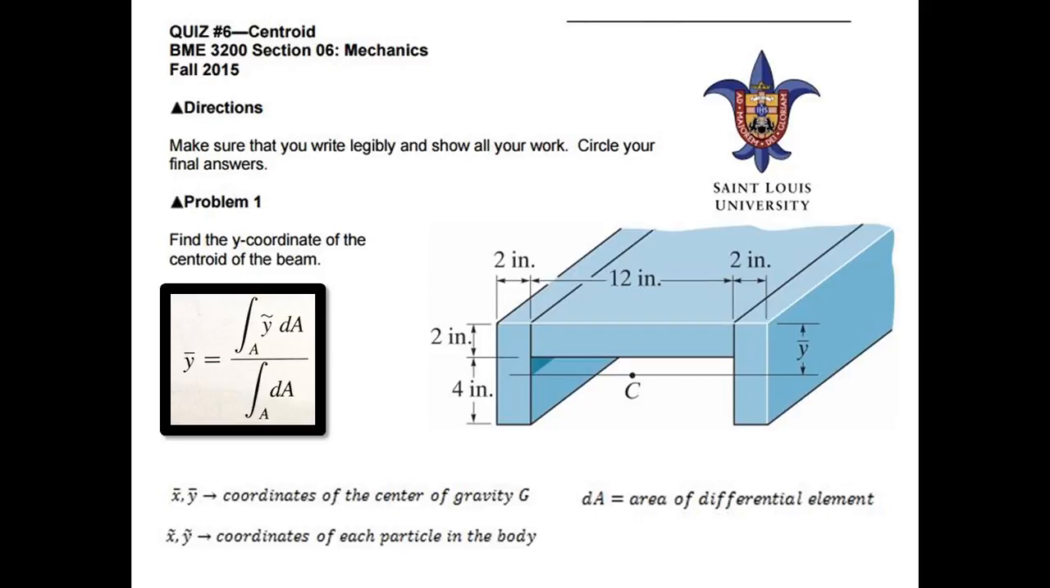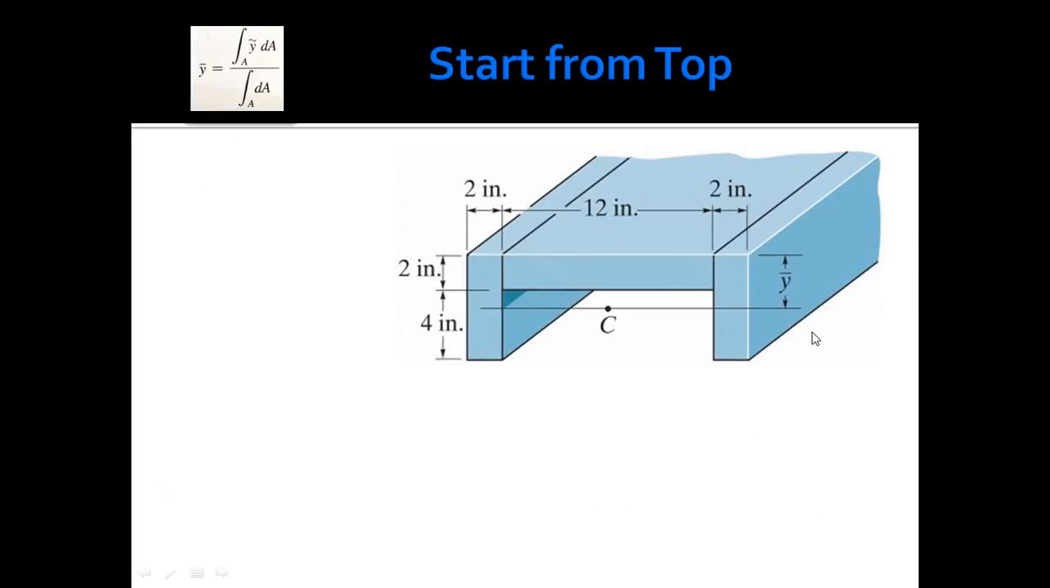So x bar and y bar are the coordinates for the center of gravity of the entire body, right? And x squiggle and y squiggle are the coordinates of the center of every single element that we're using within that body, and dA is just the area of each element. So in this problem we're only looking for the y coordinate of the centroid of the beam, so we don't care about the x coordinate. And as we can see, the y coordinate is referenced from the top.